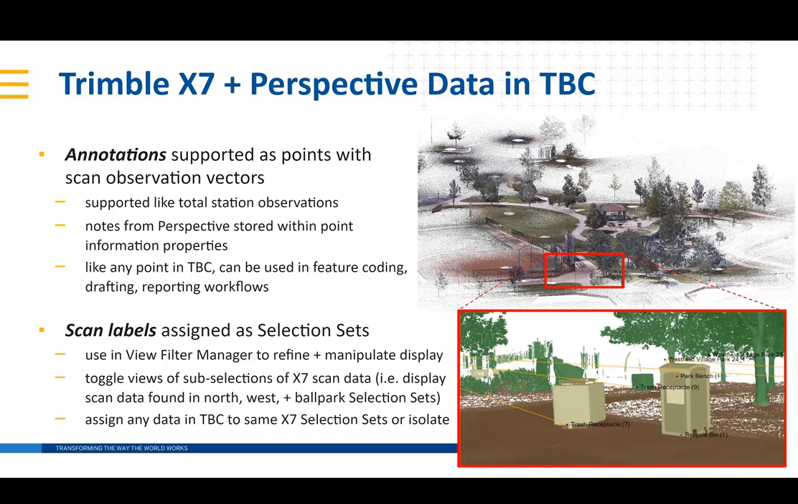Then you can come back into TBC and say, I want to view data in the northern part of the project, but I don't care about the trash receptacles. Just show me the northern part with the baseball diamond, for example. Then you can assign any data in TBC to that same X7 selection set, or simply isolate the X7 selection set. So it's a great way to group data coming in from the X7, as well as a way to integrate data from other sensors into TBC via the selection set.